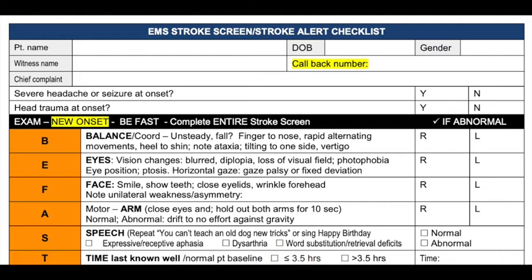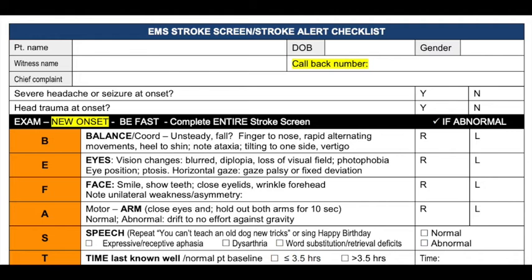Moving on to E, which stands for eyes, we're going to be assessing for vision changes. Do they have blurred vision? Blurred more than normal. I mean, some of these patients might have blurred vision all the time, so we're looking for changes in their normal status. So again, we talked about the diplopia, the double vision. They may lose some of their visual field. They may have photophobia, so sensitivity to light.